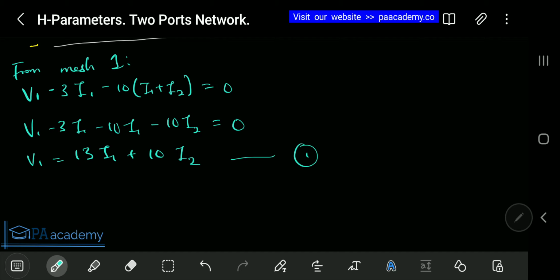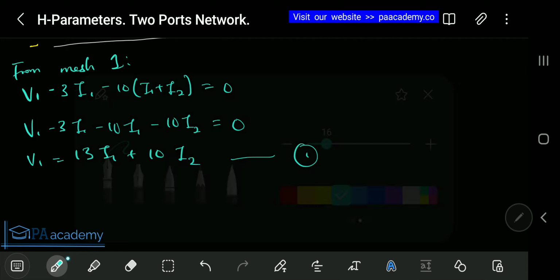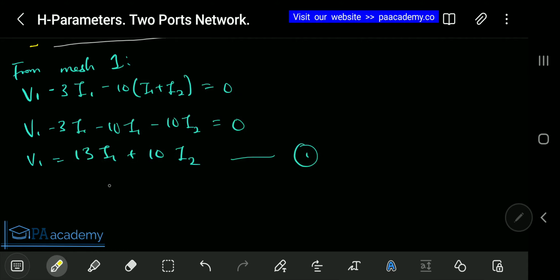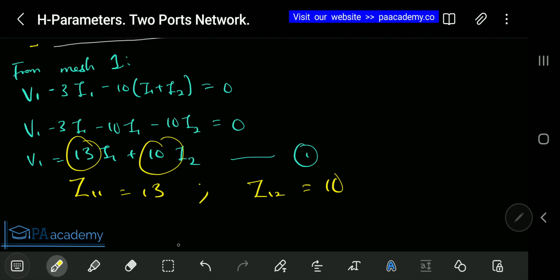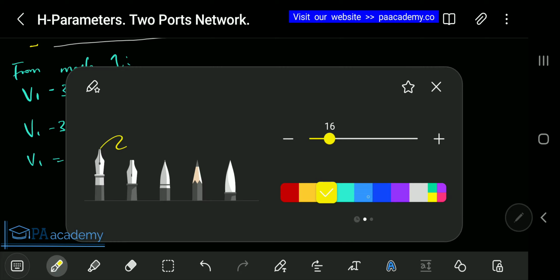But one thing you will see is that this equation that we're having here is similar to the z parameters. So that means from equation 1 we can say this our z11 is equals to 13, which is this 13 here, and then our z12 is equals to 10, which is 10 that we are seeing here. Exactly. Okay, so just take note of those. So now let's also do the same thing to our mesh 2.